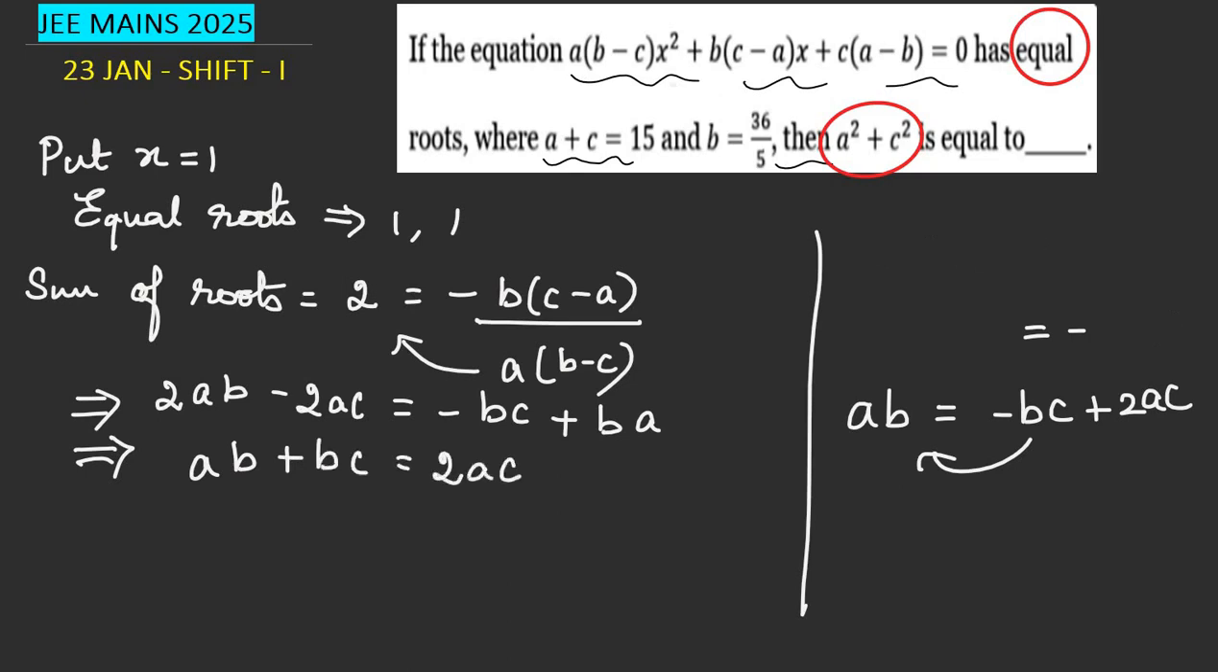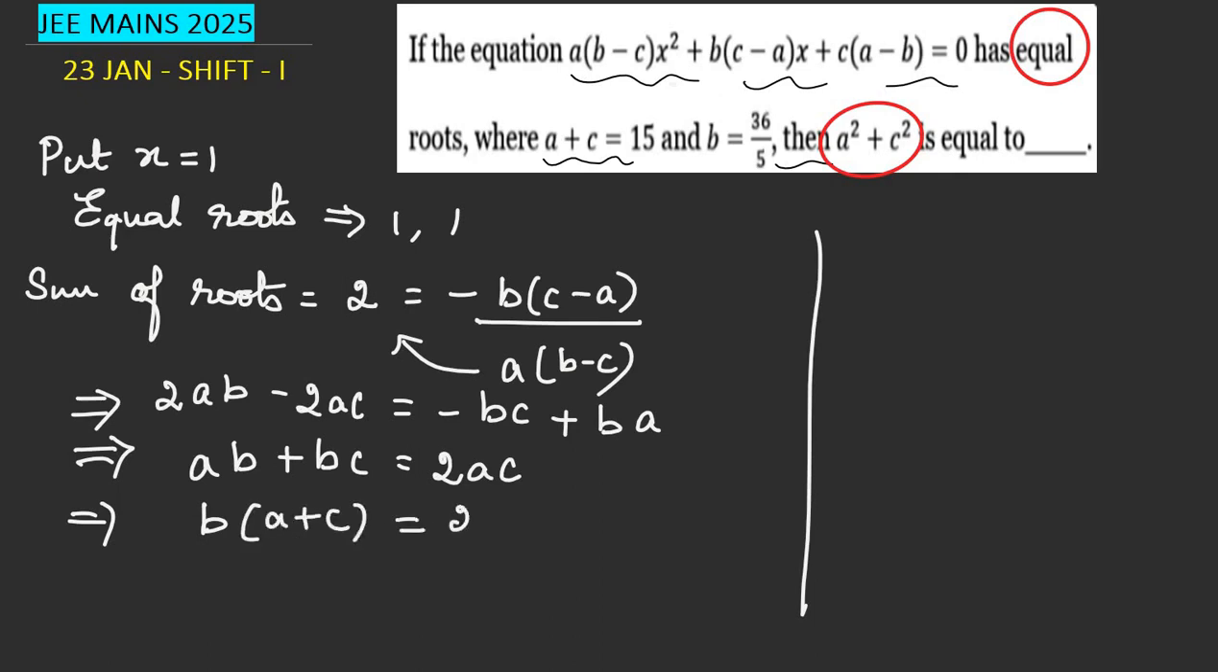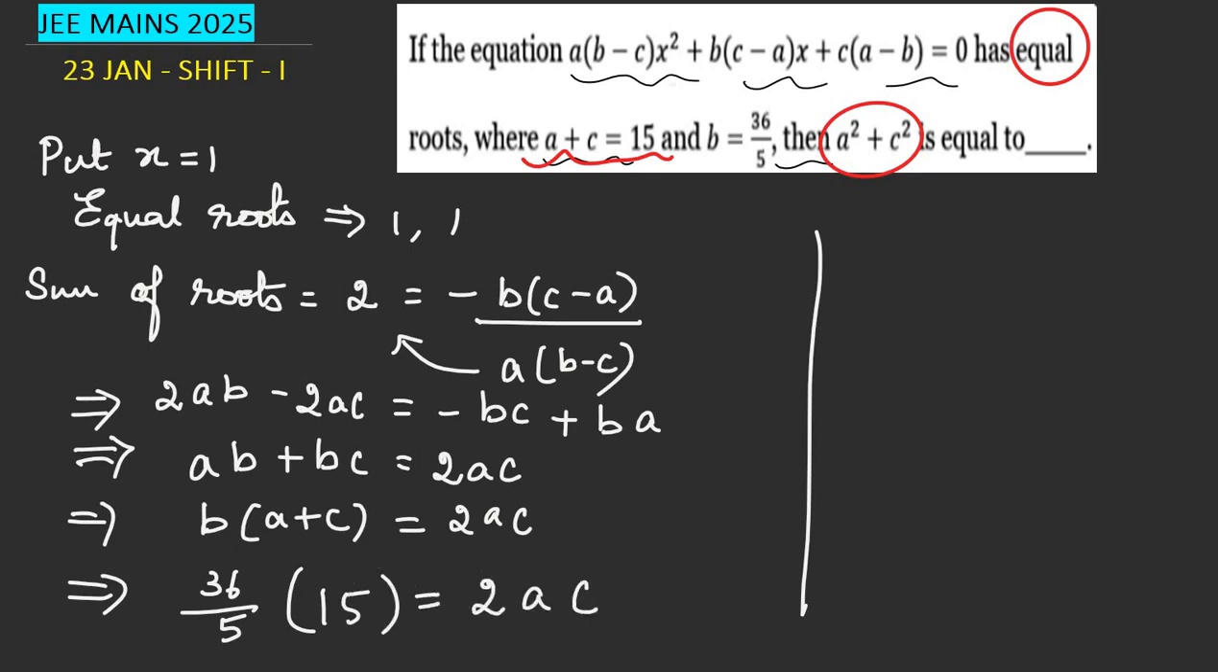Now coming to the next step, this can be written as b is common, b into (a plus c) is equal to 2 times ac. What is a plus c from the given equation? a plus c is equal to 15. So the b value is also given as 36 divided by 5, into a plus c, which is 15, equal to 2 times ac.